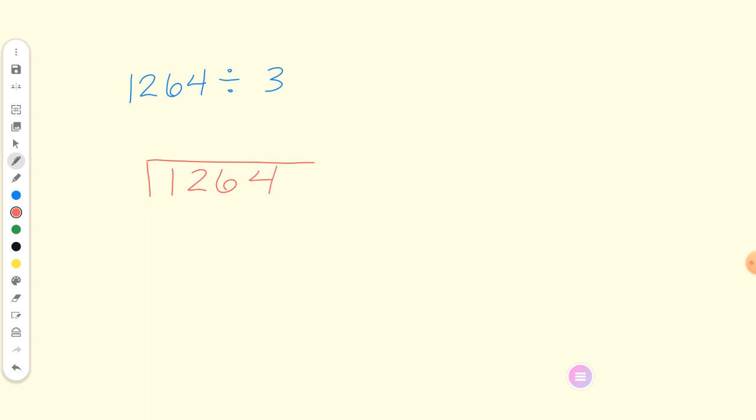1,264 divided by 3. Brant, help me get started on this. Do you have it written down? Nate? You can't do 1, so it's a 12. Yeah, I see how many times 3 goes into 12. How many times does 3 go into 12? 4, so I put a 4. 4 times 3 is 12.